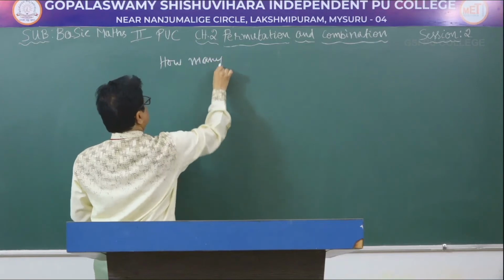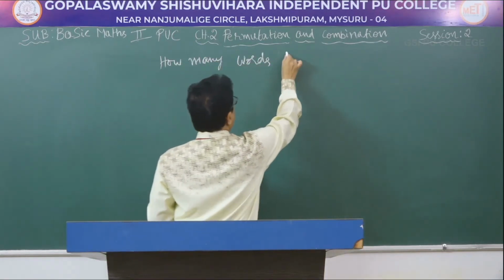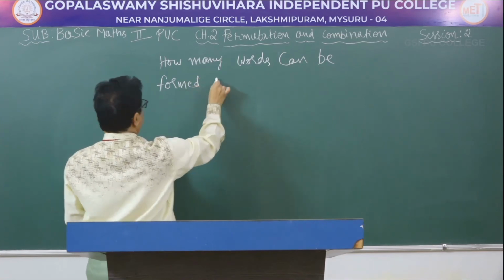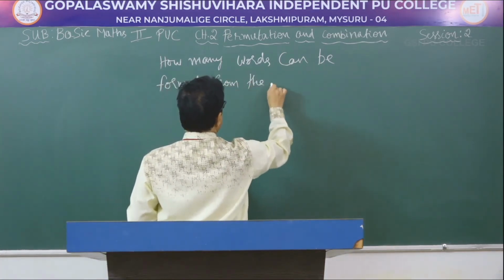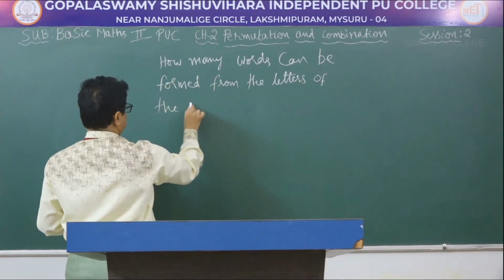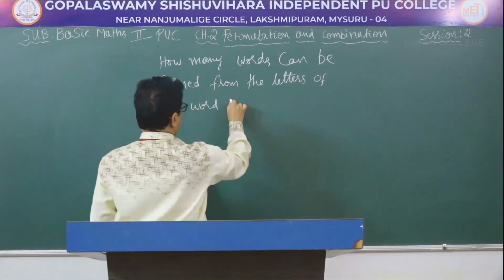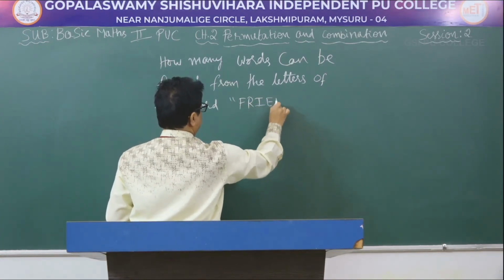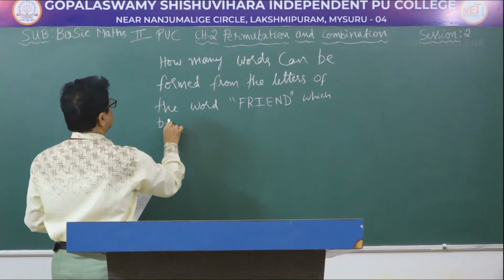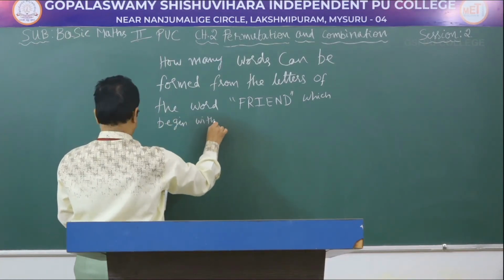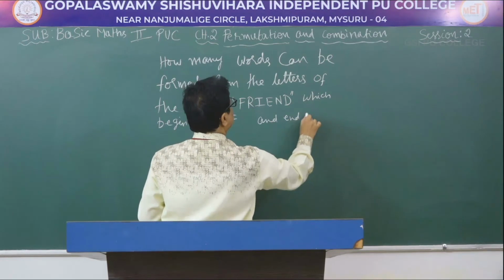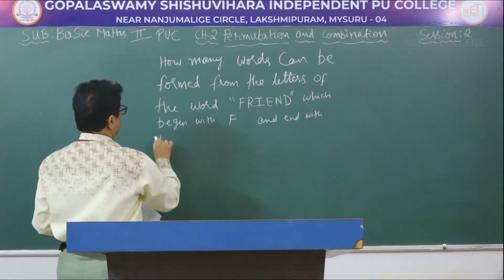How many words can be formed from the letters of the word friend, F-R-I-E-N-D, friend, which begin with F and end with D.